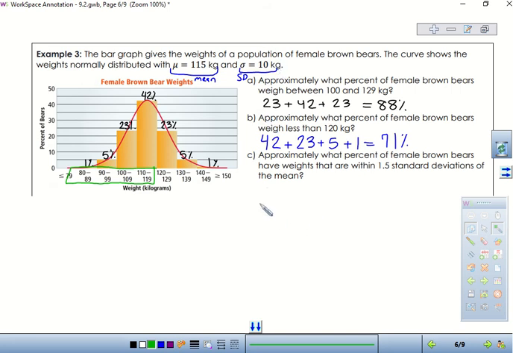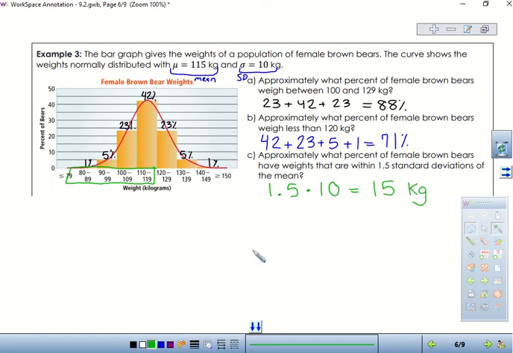What if I said within 2 standard deviations? What if I said double it? How would you double it? It would be 20, so it's the same idea. So what you do is you take the amount that they want, 1.5, and you multiply that by your existing standard deviation. And this gives me 15 kg, which you're going to treat like your new standard deviation, okay?